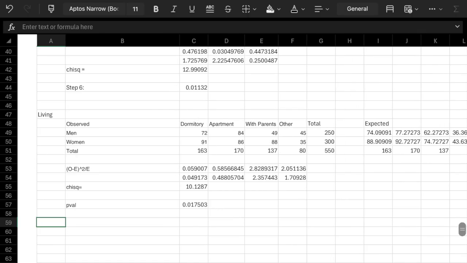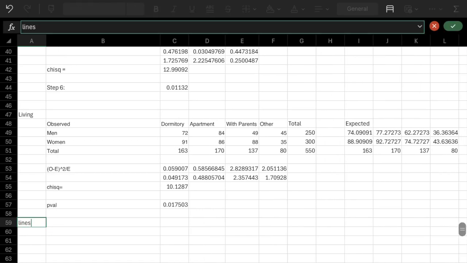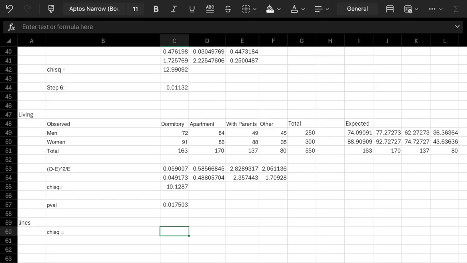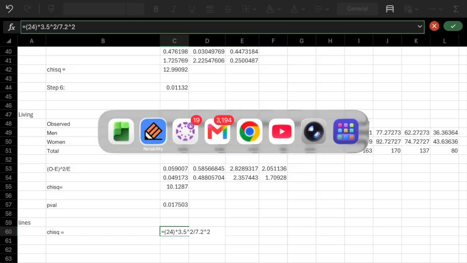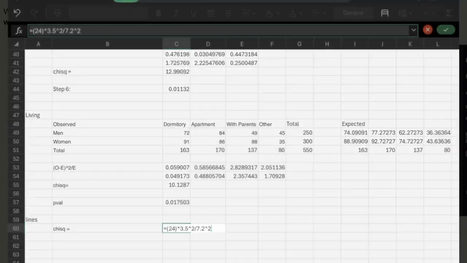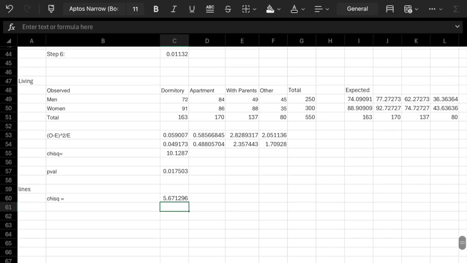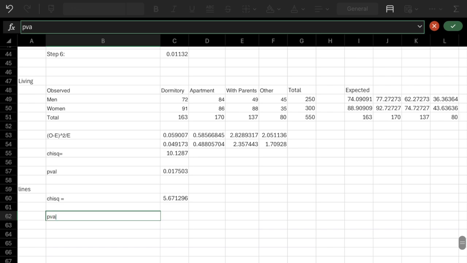Call this lines. And so this is chi-squared equals 24 times 3.5 squared divided by 7.2 squared. Let me just go back. Yeah, that looks fine. Enter, 5.671. Let's find the p-value.